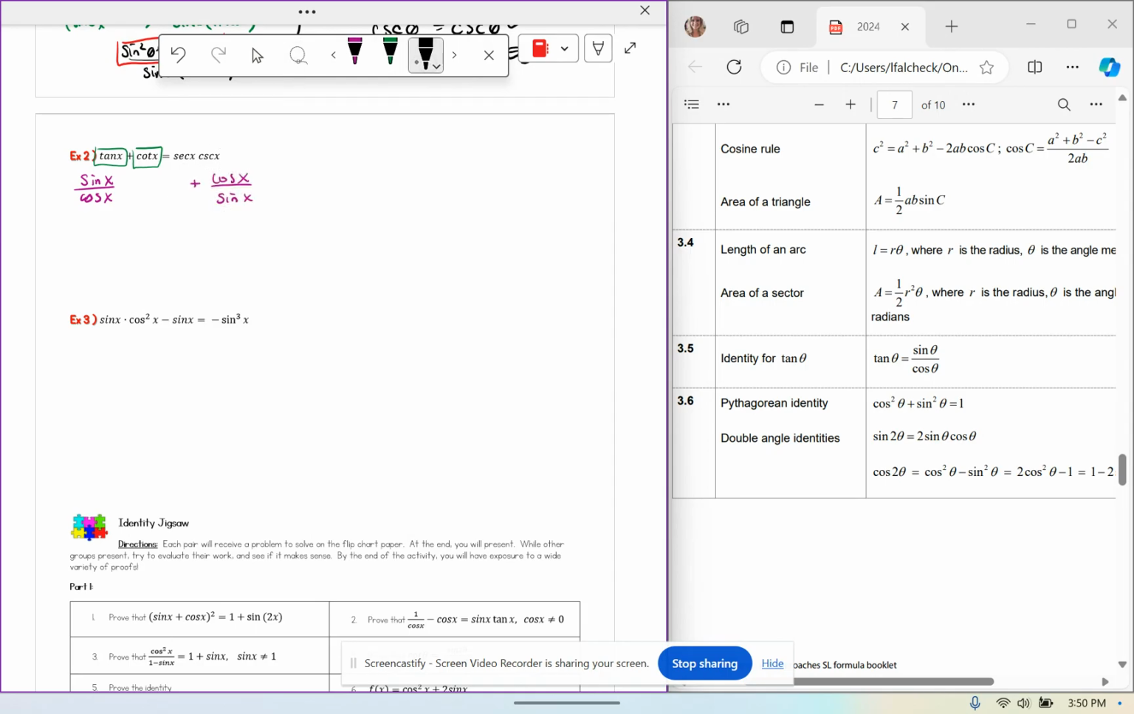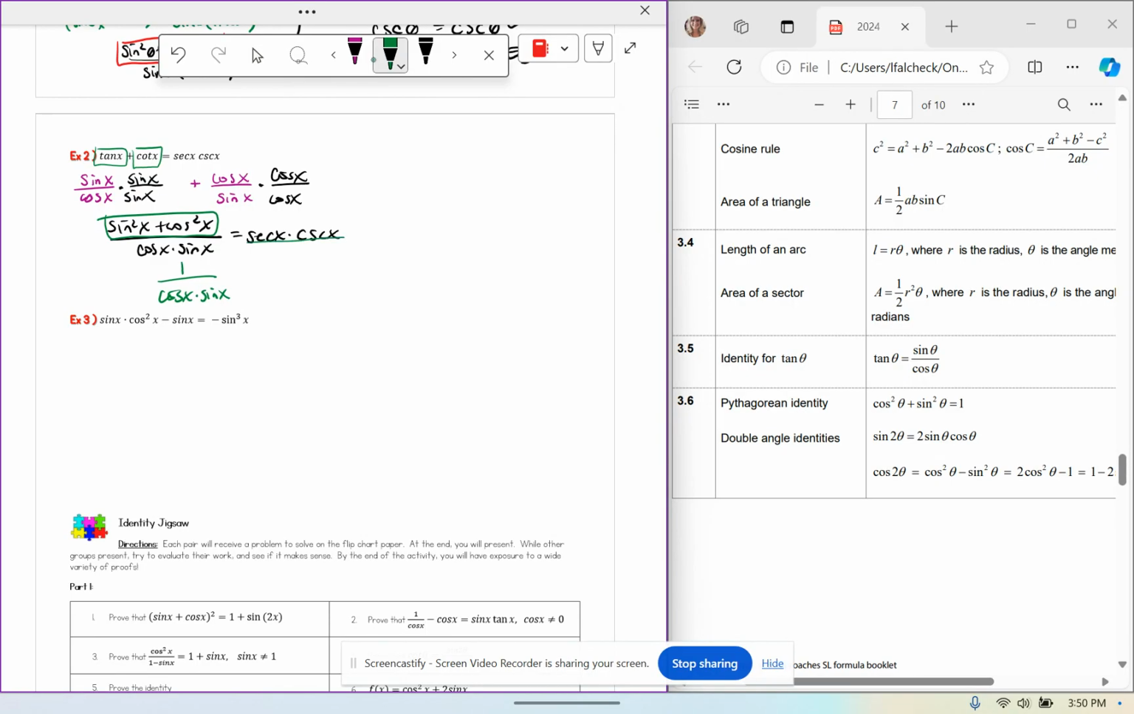The common denominator here, I'm going to multiply the cosine of x by the sine of x over the sine of x. I'm going to multiply this guy by the cosine of x over the cosine of x. So now I would get sine squared x plus cosine squared x. Hallelujah! I know what that's going to be. Cosine of x times the sine of x is my common denominator. So I've got secant x, cosecant of x. So then this becomes a 1. And I have 1 over the cosine of x times the sine of x.